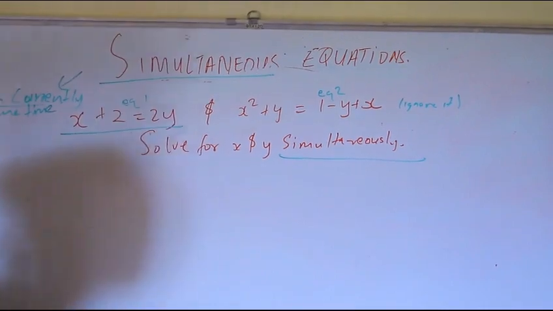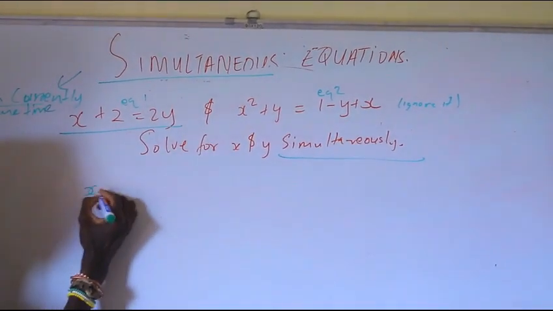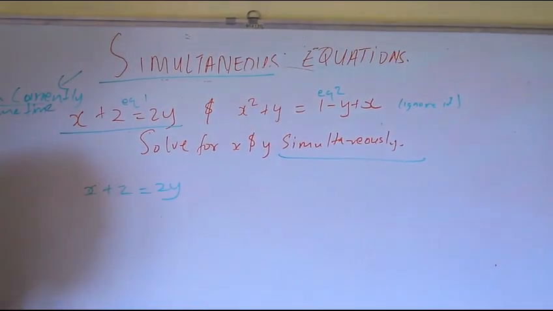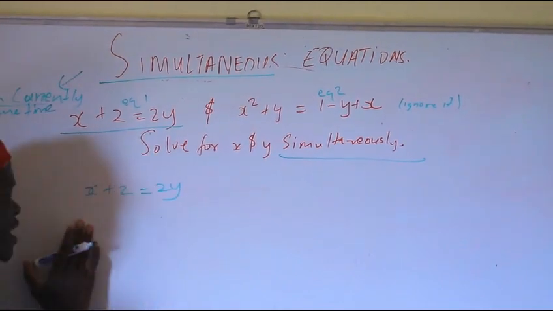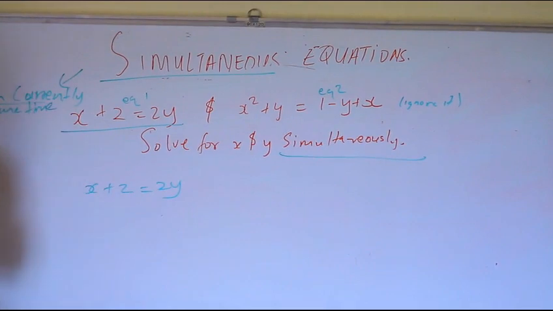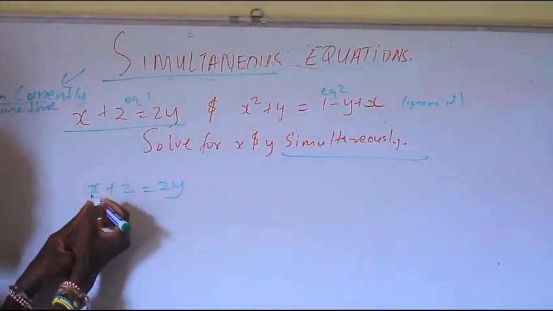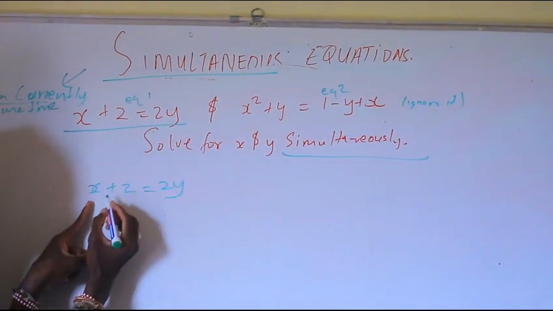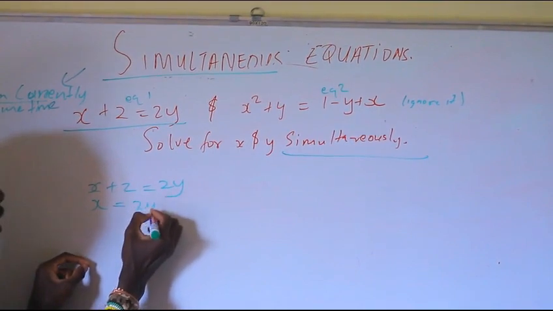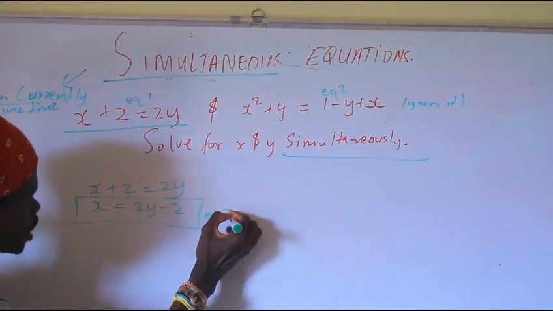I hope you're writing down. Then I go to equation 1 because it looks easy. I write down my equation 1: x plus 2 is equal to 2y. Now I must make any of these two variables the subject of the formula. Which one is easier to work with? It's simple. X already doesn't have a coefficient, it has 1. So I can just easily transpose the 2 to the other side, and then I'll have x is equal to 2y minus 2.